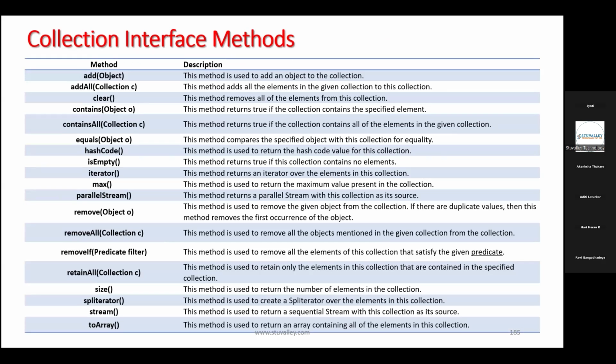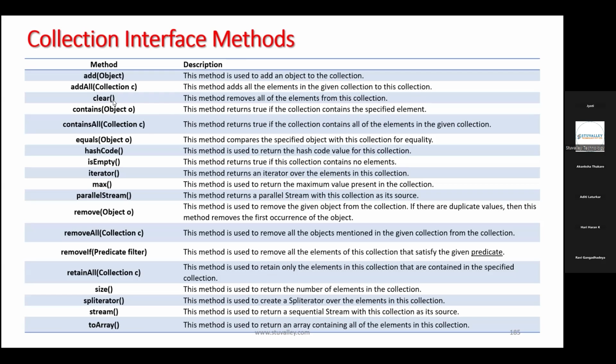First one is the add method. This add method is used for adding any element into the collection. This add method is there in every collection implementation class. Second one is addAll. If you want to store the elements of another collection into one collection, then we use addAll. It is used for adding all the elements of the given collection to the current collection.